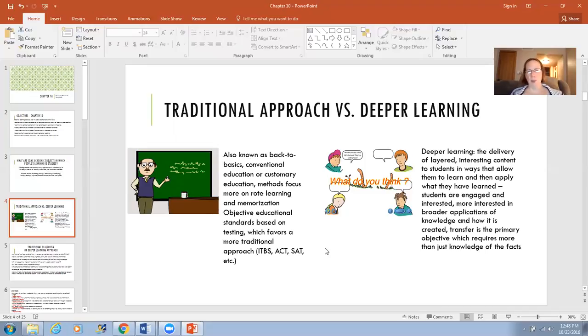Now, the traditional approach, also known as back to basics, conventional education, or customary education, in this method, we focus more on rote learning and memorization. So it tends to be a classroom where there is presentation of knowledge, and that is the knowledge that we need to learn. That's a traditional approach, and most of us have been in classrooms where that is the case.